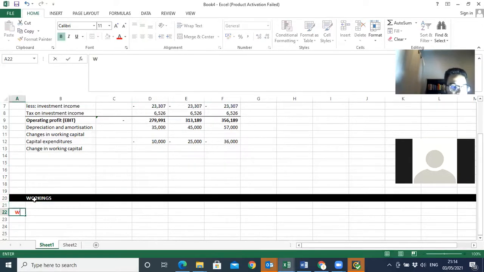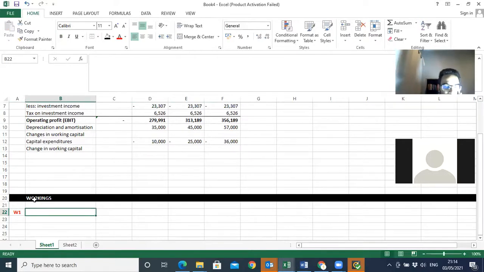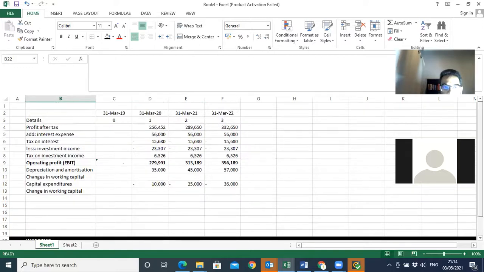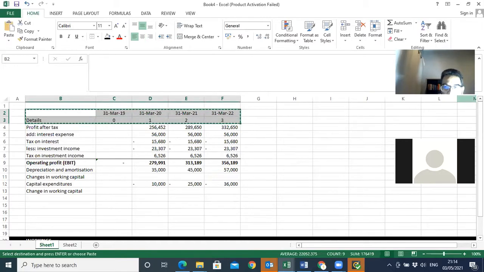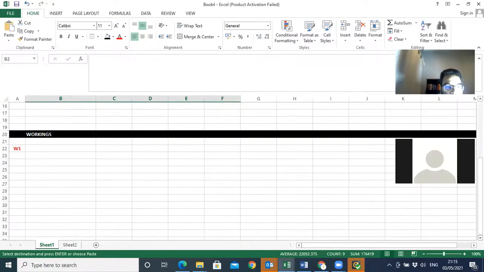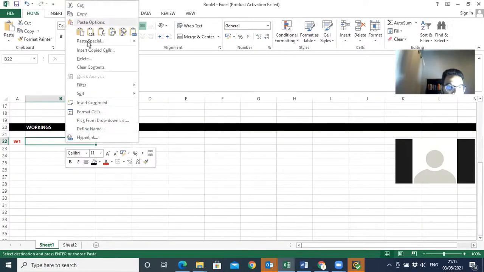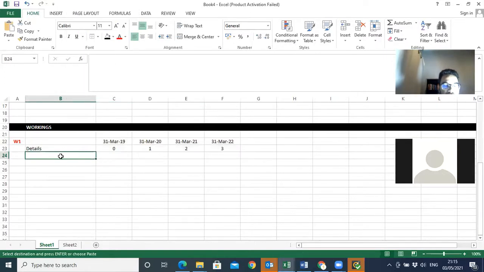So workings, here we have working one, okay? So working one, we're going to have the changes in working capital. Okay, so you will list all your working capital. So your working capital is debtors, inventory, and it depends, not all the time, but it can also be non-excess cash or operating cash, and then trade payables.